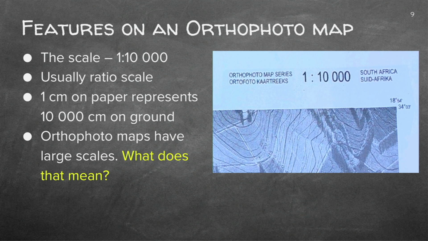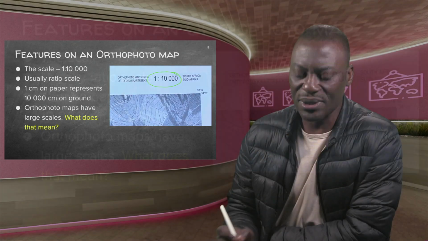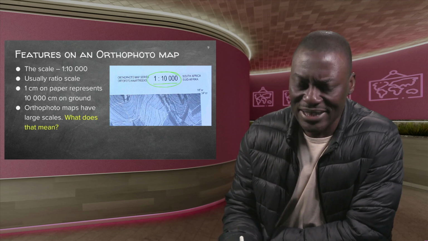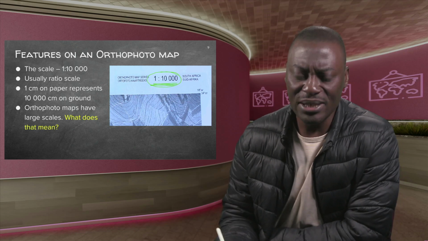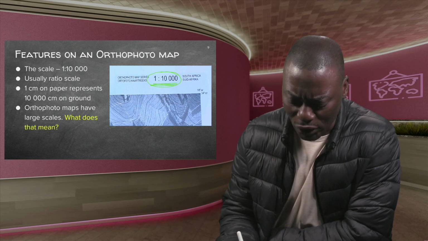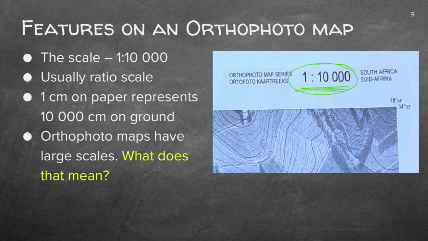You will also see what we have talked about a bit, and that is the scale of the map. I did indicate to you that every topo map, or every orthophoto map, in South Africa produced by the NGI is produced in the scale of 1 to 10,000. Okay, that means every 1 centimeter on this paper represents 10,000 centimeters on the ground. That is what that scale tells you.